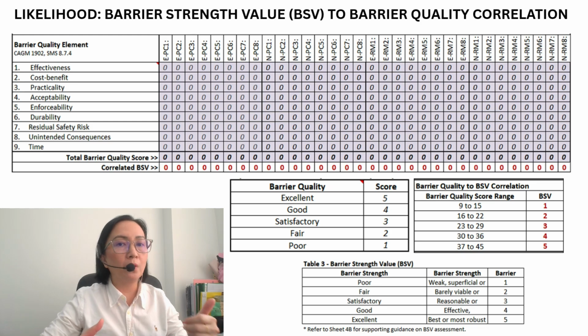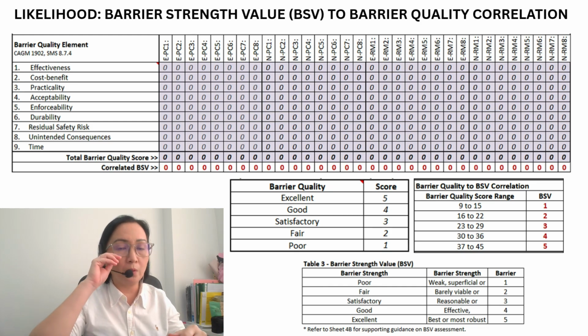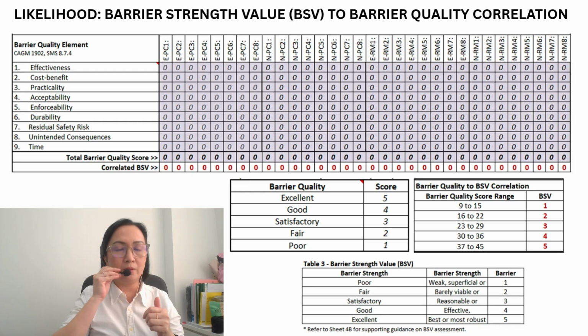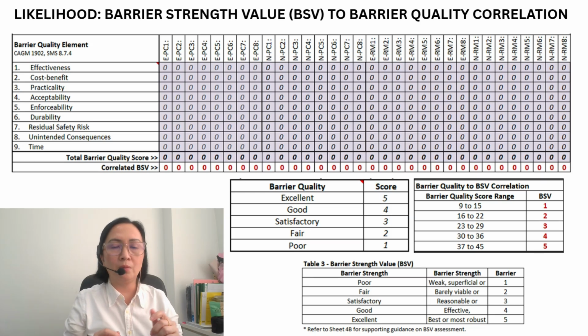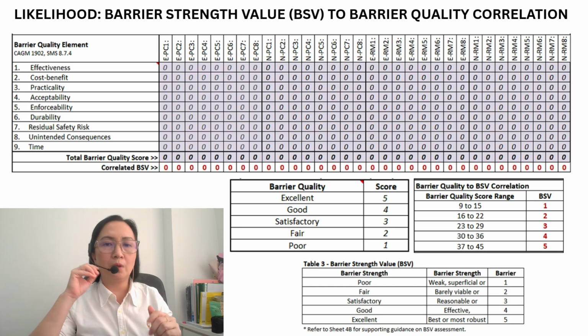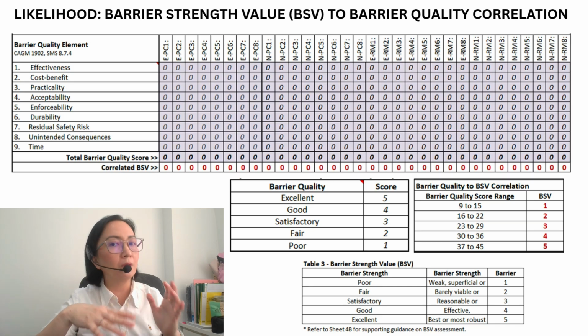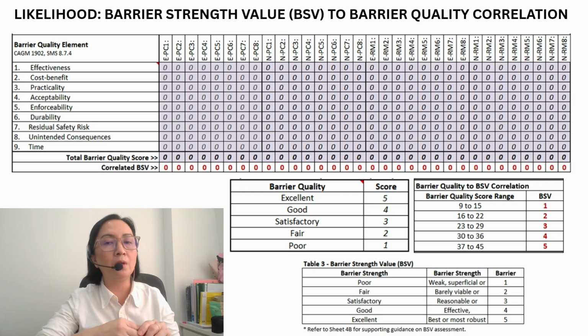Therefore, the barrier quality and barrier strength value require to be evaluated with the 9 barrier quality elements listed in CAGM 1902 SMS section 8.7.4. Here's the score sheet for the 9 barrier quality elements, and we have barrier quality element BQE score criteria, barrier quality and barrier strength value. Including this table representing the barrier strength value, BSV.